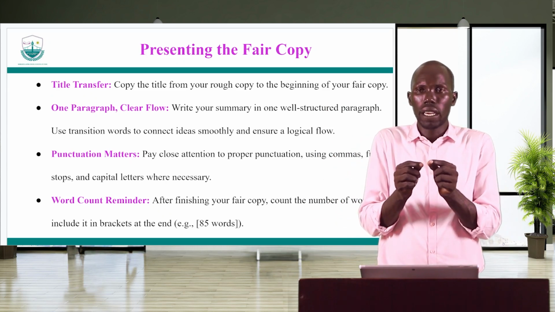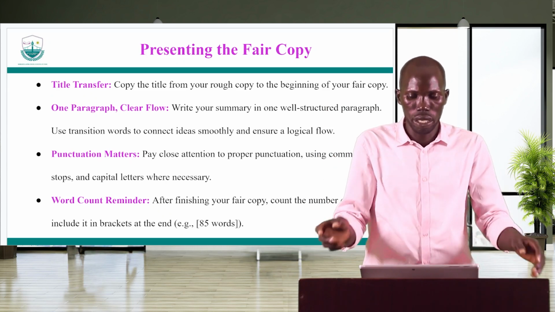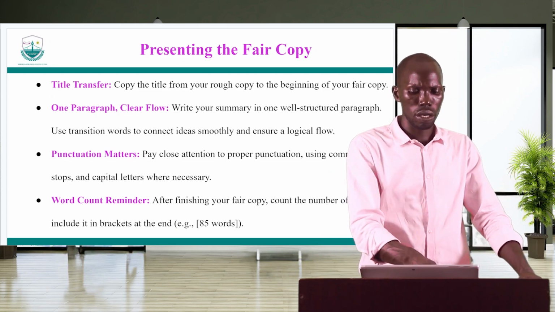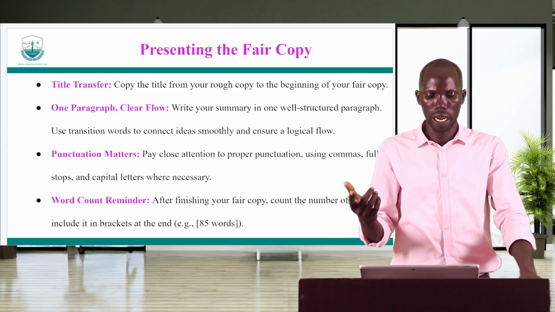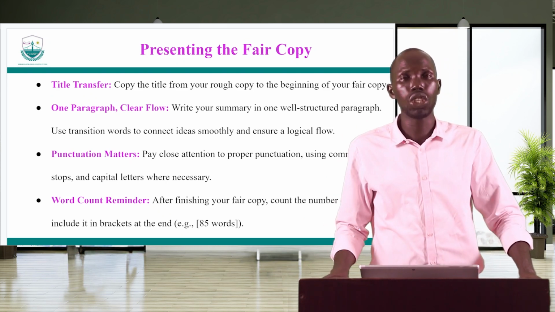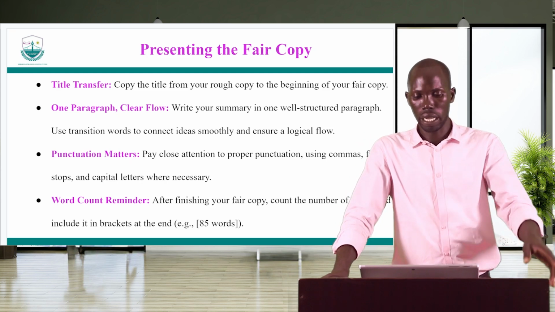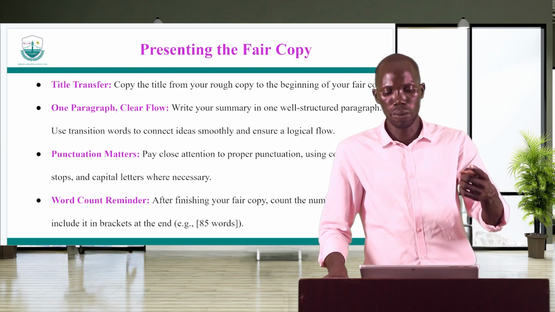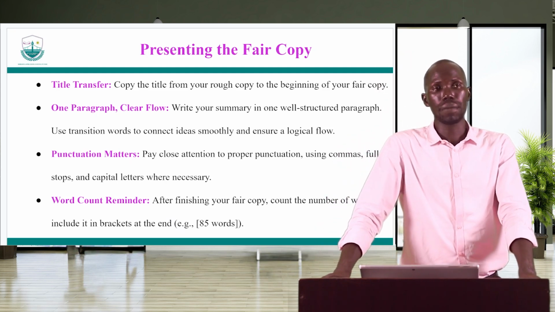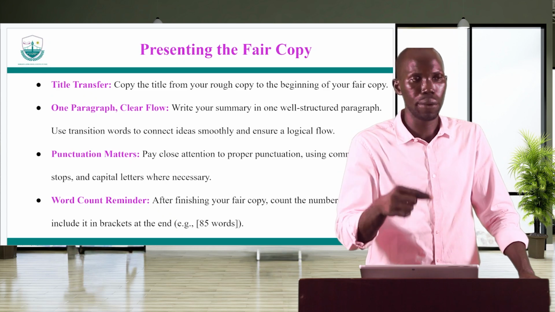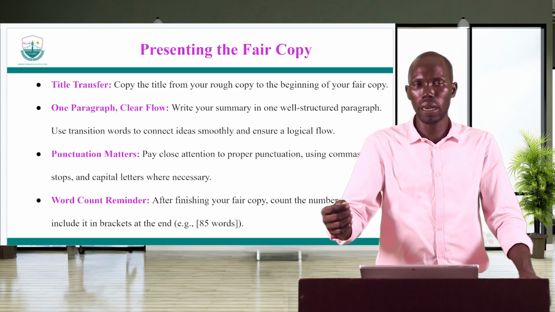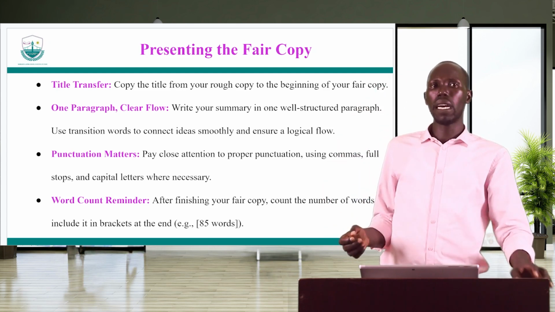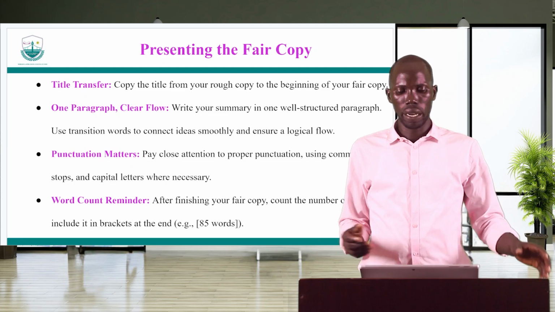If the points are related, you can join two similar points using a transition marker to bring in the similarity. In addition to the fair copy being in a single paragraph, you should also check for punctuation marks, because punctuation matters. Pay close attention to proper punctuation, using commas, full stops, and capital letters where necessary. You can end a point with a period, start another one with a transition marker, and end it with a period. You start another one in that order. If they are similar, use a comma to break it where necessary.